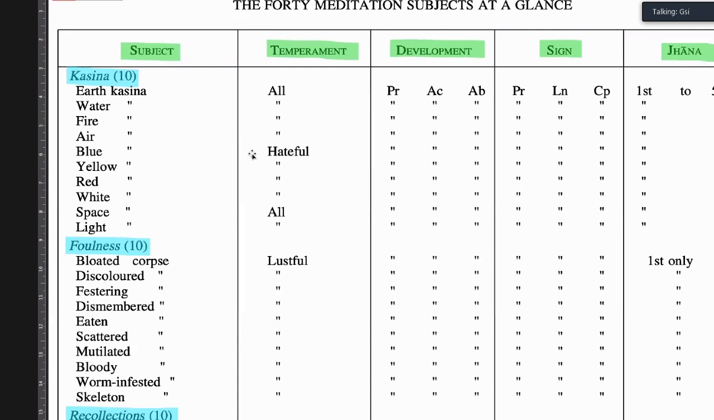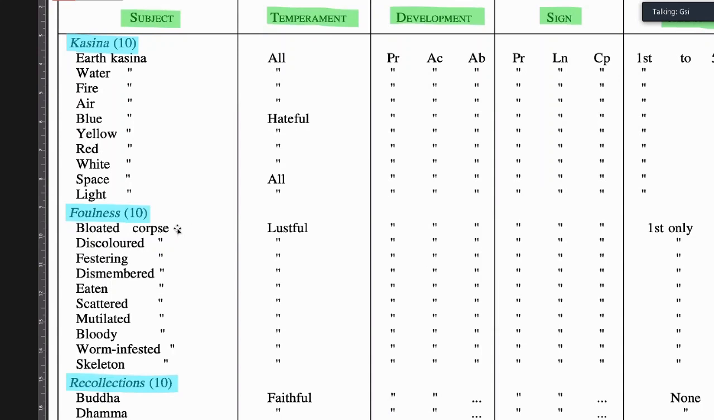Those people who are stronger in the hateful temperament, the blue kasina, yellow kasina, red kasina, white kasina is good for you. But anybody can also practice the all kasina. All here means all forms of temperament. Also, you can use this. For lustful temperament, that means you use more things which are more ugly. Then it helps to overcome the lust, because you want to see things beautiful.